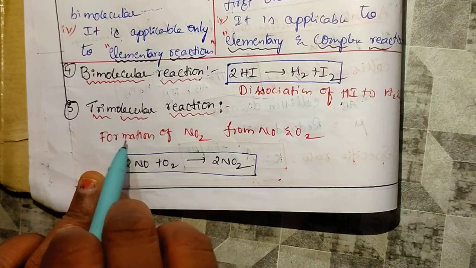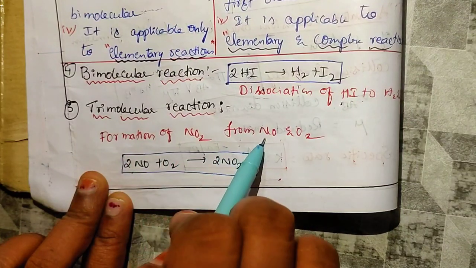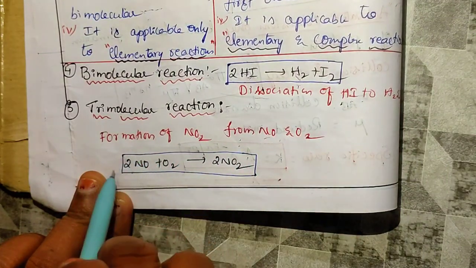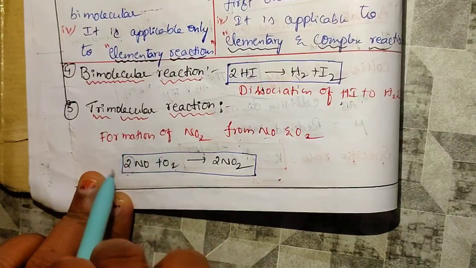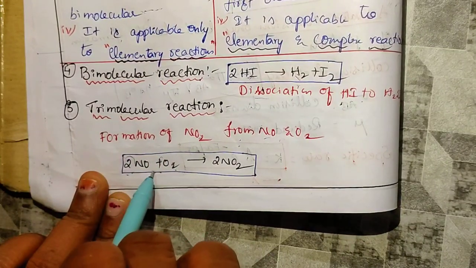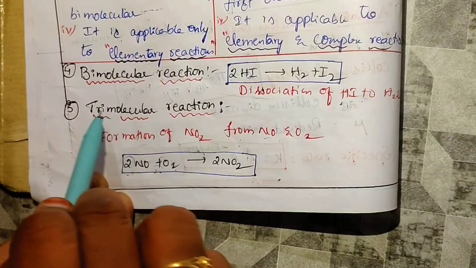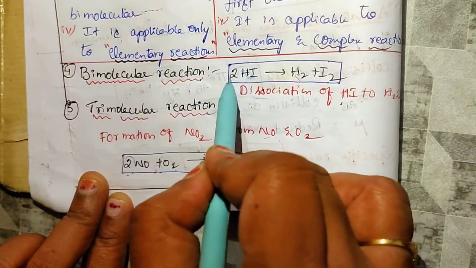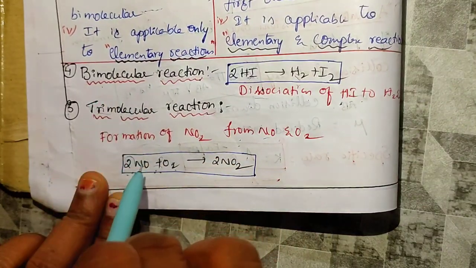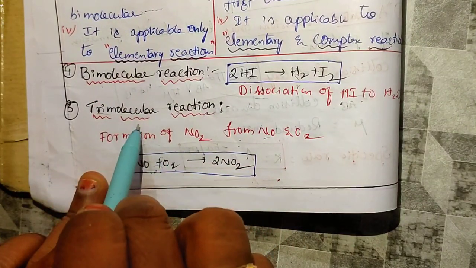If you observe here, formation of NO2 from NO and O2. How many molecules are there here? 2 plus 1, totally 3. So the molecularity of this reaction is 3. That's why this is a trimolecular reaction. So if the molecularity is 2, it is a bimolecular reaction; if the molecularity is 3, it is a trimolecular reaction.